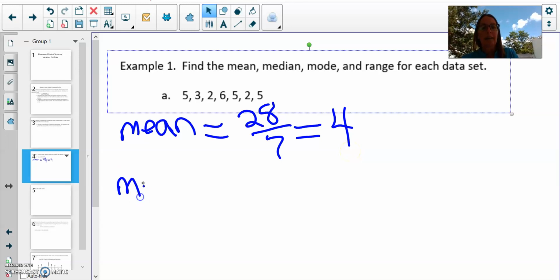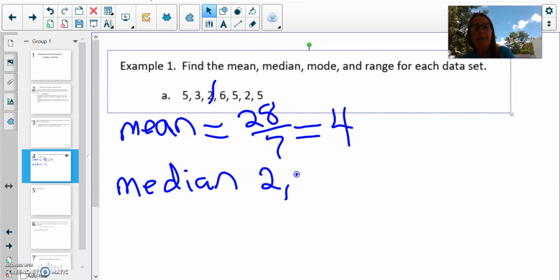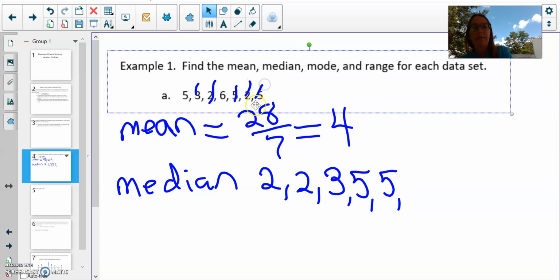For the median, I have to first put my data values in order. So I like to cross them off as I go so that I know I have every data value. So I have 2, 2, 3, 5, 5, 5, 6.